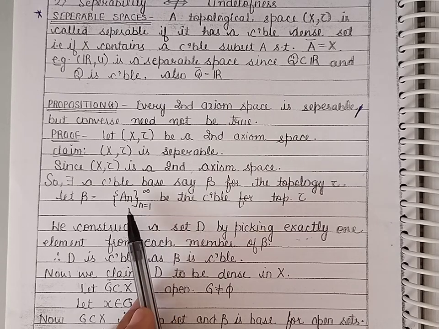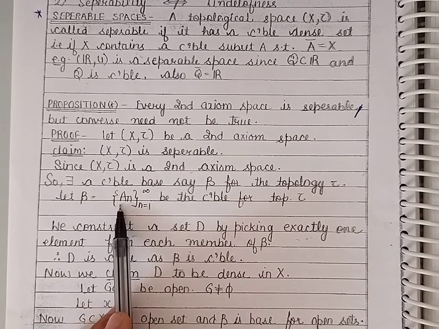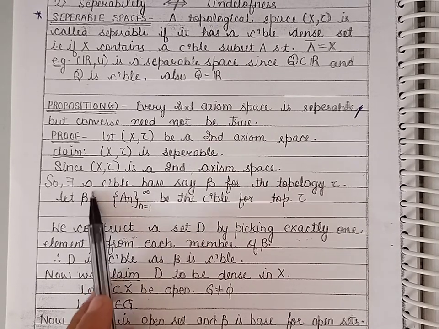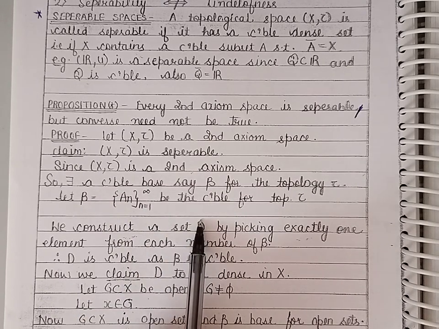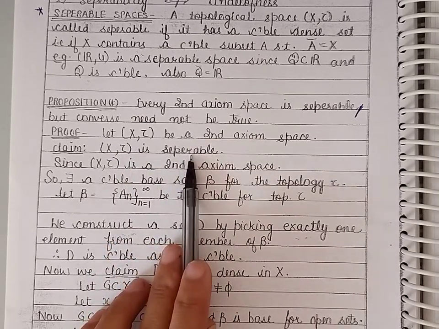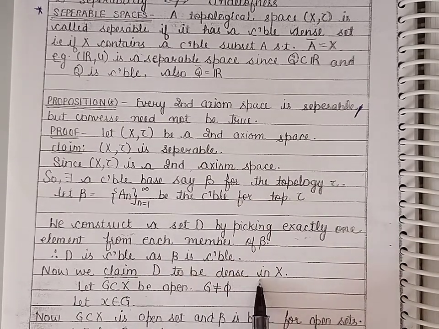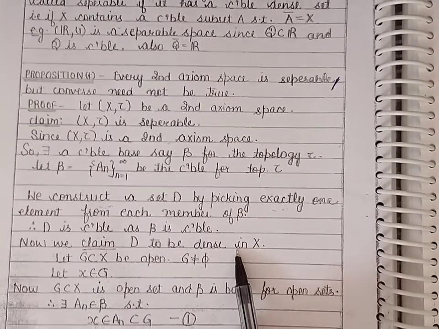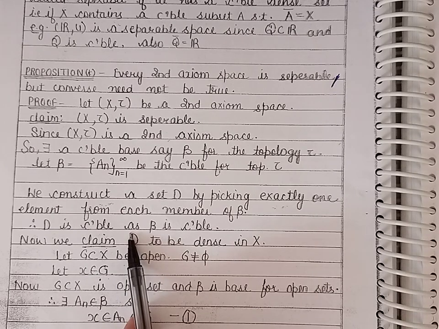Now let us construct a set D by taking exactly one element from each member of the collection β. Now because β is countable, the set D will also be countable. Now to prove that X is separable, it remains to prove that D is dense in X. To prove D is dense in X, we show that D intersects every non-empty open set G.